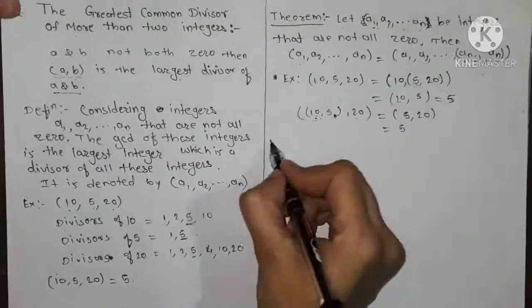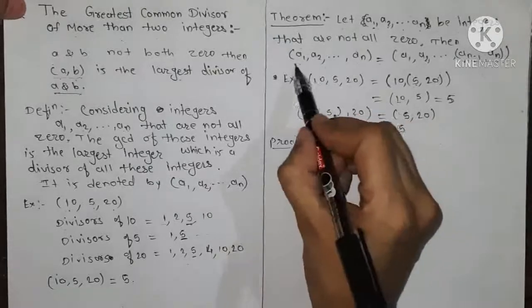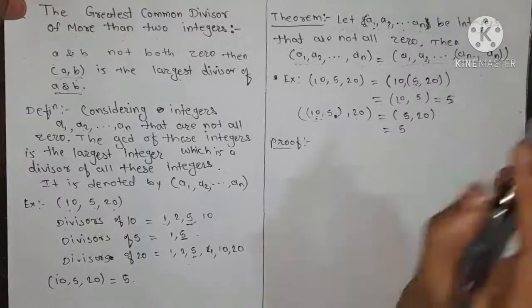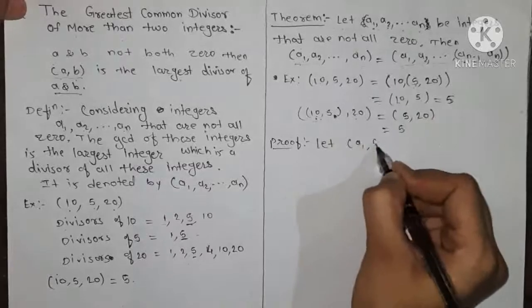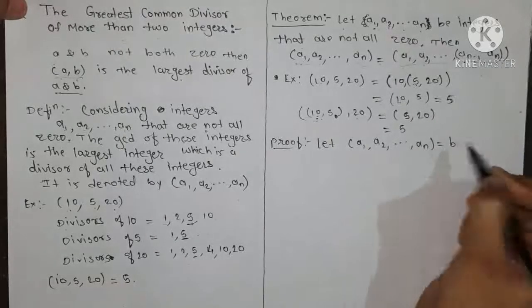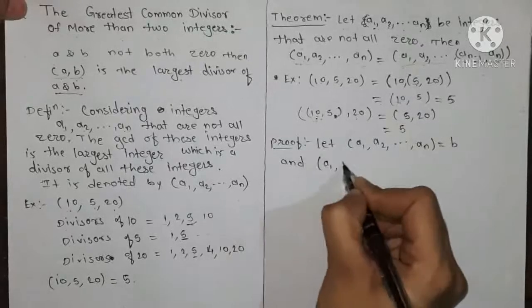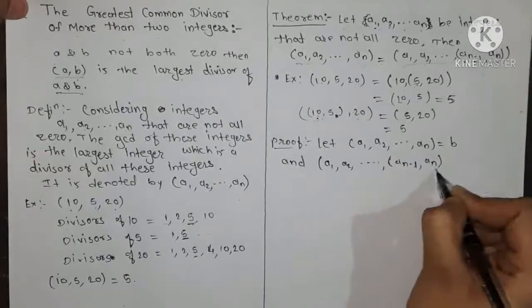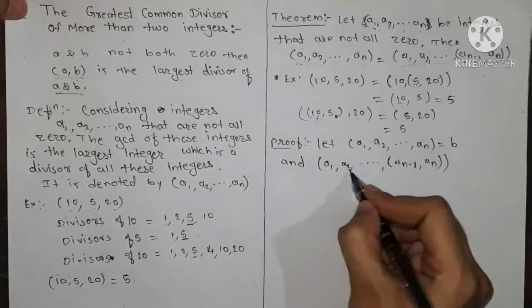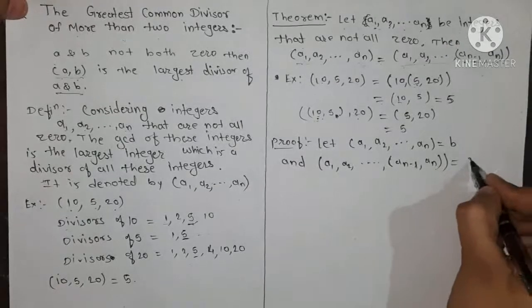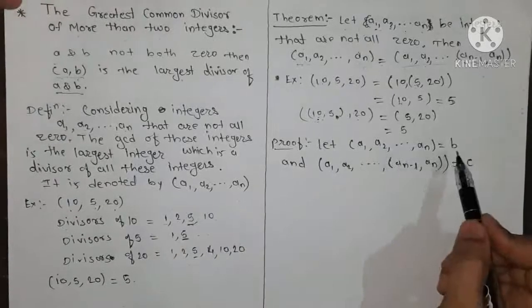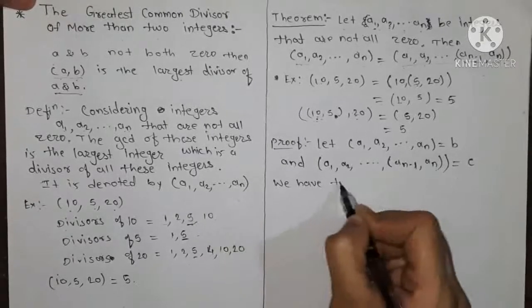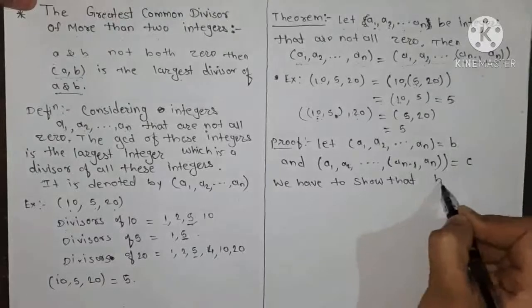To prove this theorem, we denote the GCD of these integers as B. So we let the GCD of A1, A2 and so on AN equal B, and the GCD of A1, A2 and so on, in bracket the GCD of AN minus 1, AN, that is, we first find the GCD of AN minus 1, AN and then we find the GCD of A1, A2 and so on, equals, we denote it as C. So from now we have to show that B is equal to C.